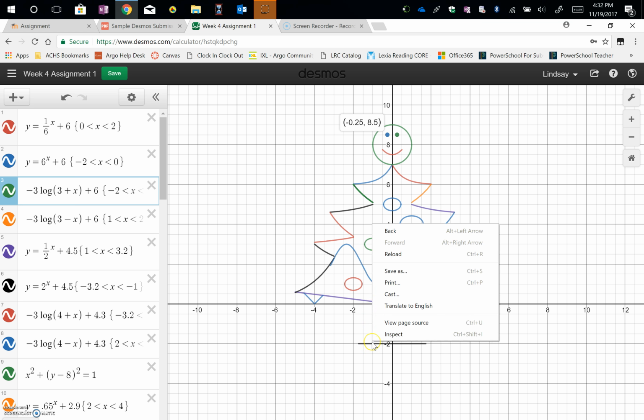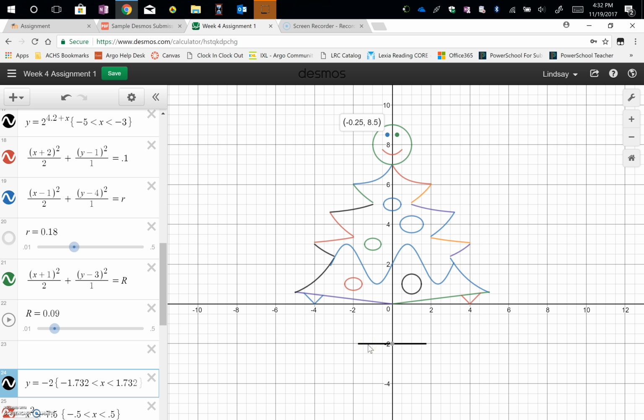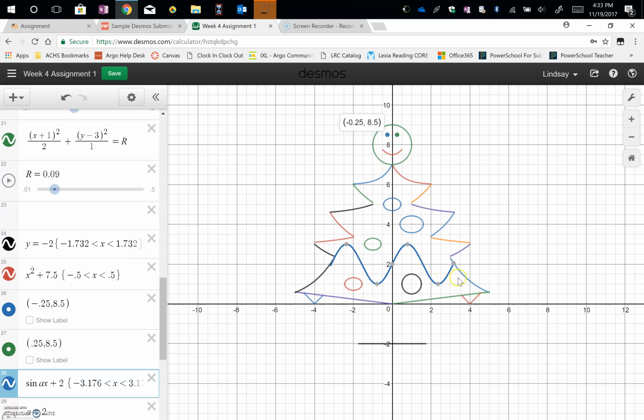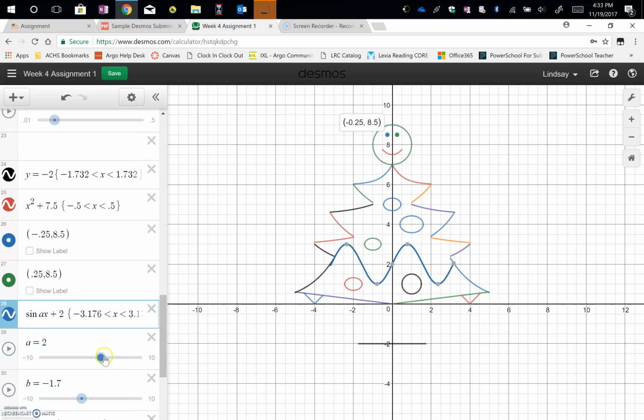Right now I just have the bottom of the stem here. I just used a basic linear or constant function, y equals -2, with a restriction. And what I'm going to do is form a hyperbolic function to form the sides of the stem. And then I'm going to show you how I add another ellipse inside the tree as well as a trigonometric function to kind of look like garland on the tree. So far I have a sine function with a slider so I can move how the garland would look on the tree. And I'm going to do another one up here.